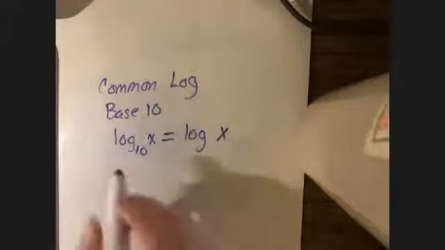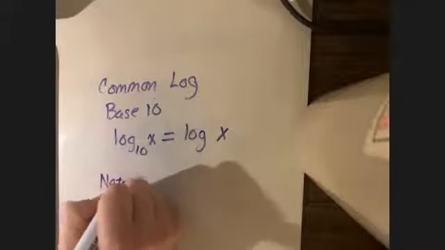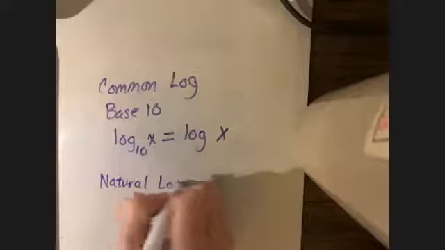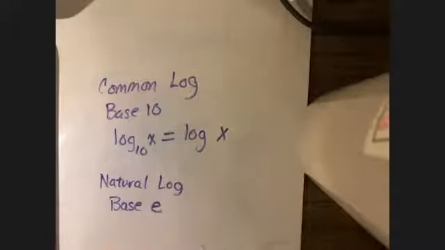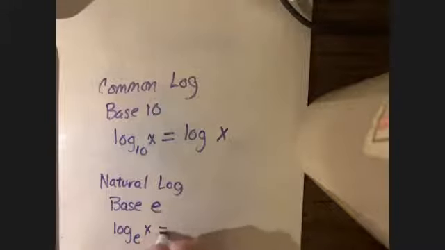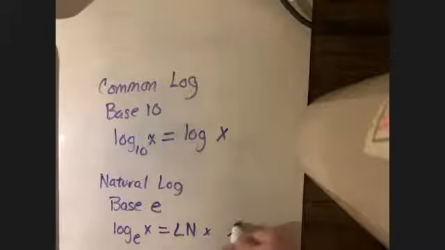Now, the other one is natural log. Natural log has a base of e, that Euler's number. I showed you earlier that we had log base e of y. We don't write this; this is ln. Sometimes they'll do this in capitals. You're going to see me write it in script. I'm going to write ln.